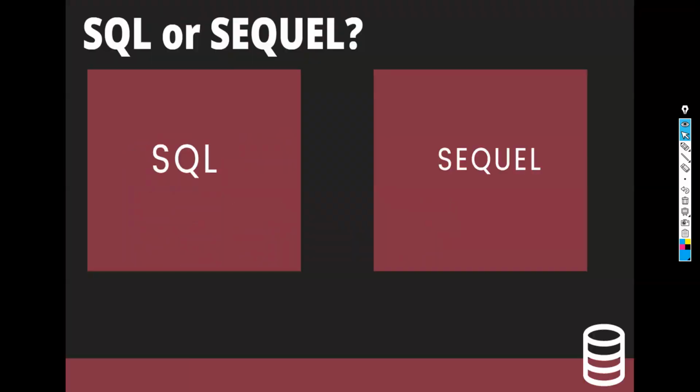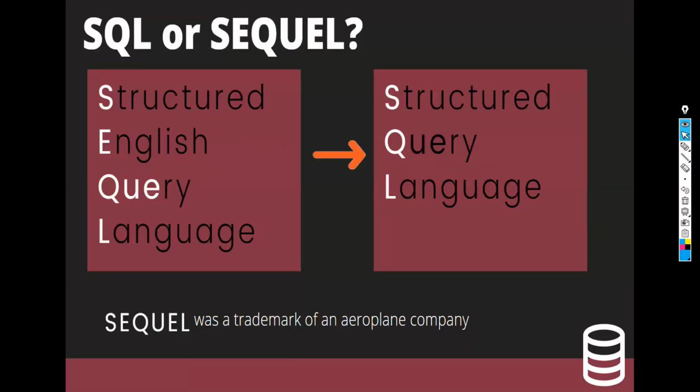SQL is nothing but structured query language. Earlier it was called SEQUEL, structured English query language. But SEQUEL is one of the company names, so we cannot use that word. We have to use the word SQL now. Okay. So SQL is structured query language. Earlier it was SEQUEL, and from there they have removed the English.